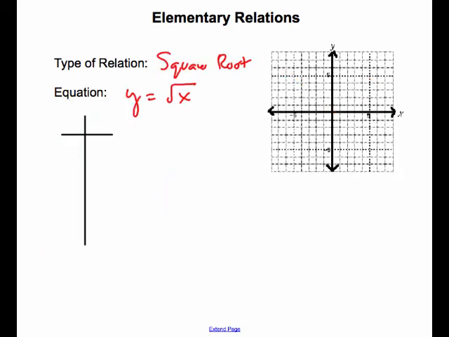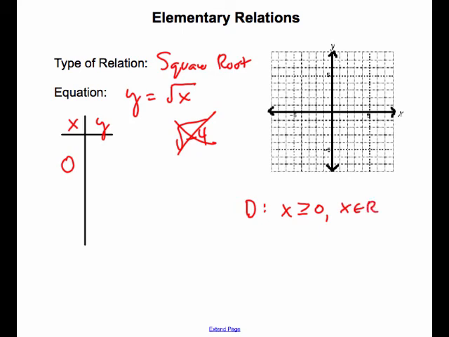The next relation is the square root relation. Now, if I think about square rooting, the smallest number that I can square root is 0 because I cannot square root negatives. I can't square root -4. It's not possible. So the lowest number I can square root is 0. Now that relates to the domain. My domain values, my x values, must be 0 or bigger.